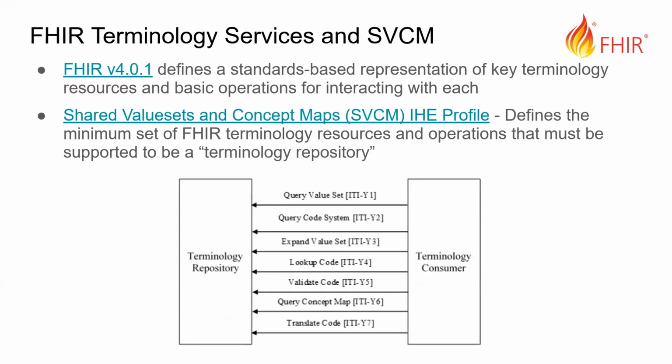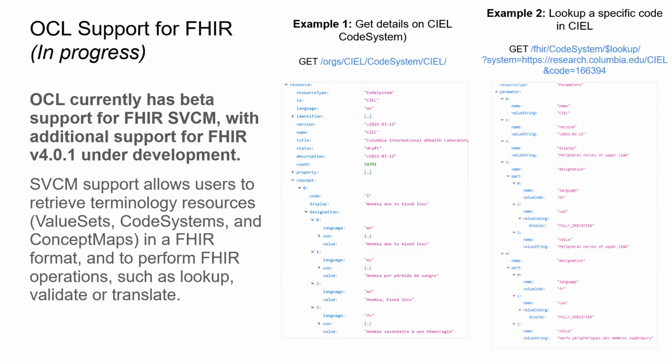So I wanted to talk a little bit about FHIR terminology services and SVCM. FHIR is that up-and-coming standard for exchanging healthcare information electronically, and FHIR has defined terminology resources and operations to interact with them. There's also an IHE profile called SVCM that specifies the minimum set of FHIR resources and operations for a terminology repository. OCL has been building up the functionality to be conformant with these terminology resources and the profile. With this buildup of FHIR support, OCL allows users to manage the resources in FHIR format. Just a couple of simple examples here. You can get a code system, here's the CIEL code system in a FHIR format, or if you wanted to look up a specific code in CIEL, you can do that too using FHIR operations.